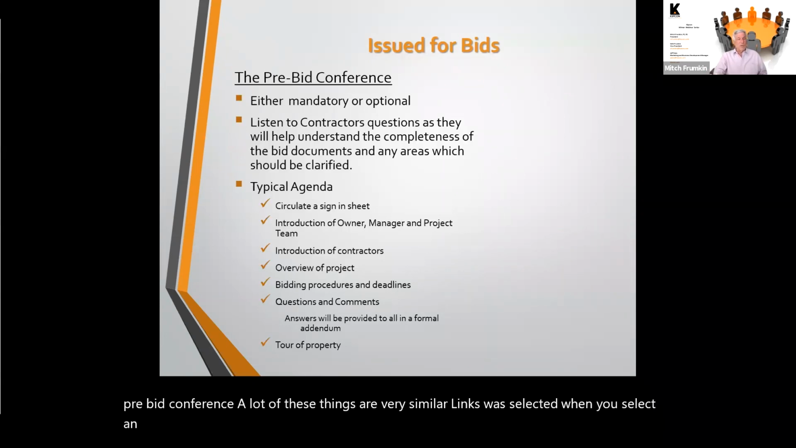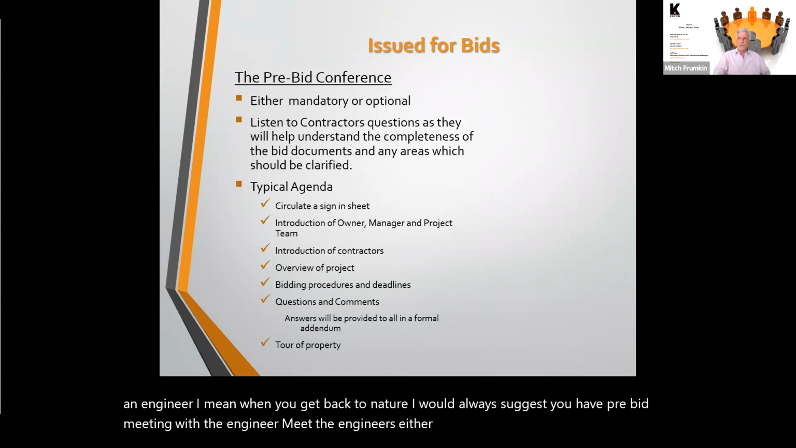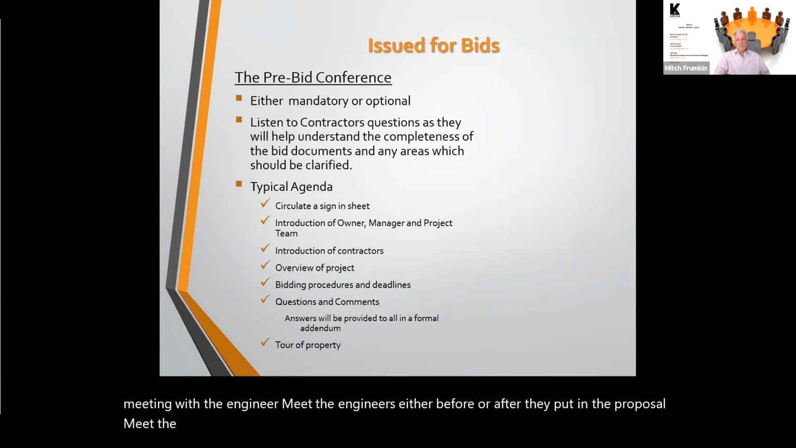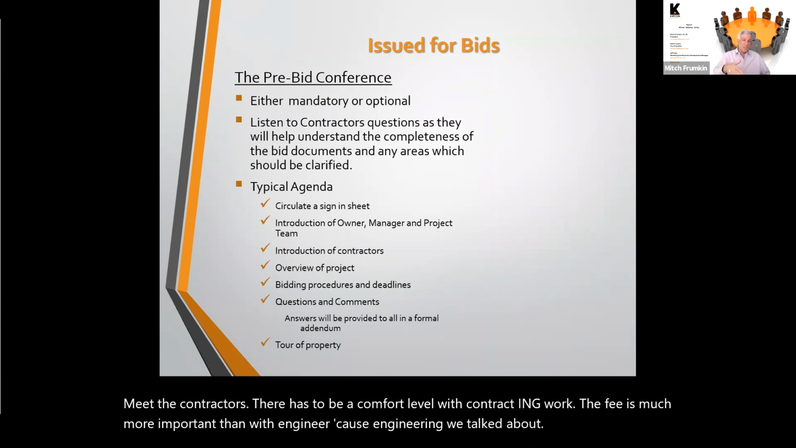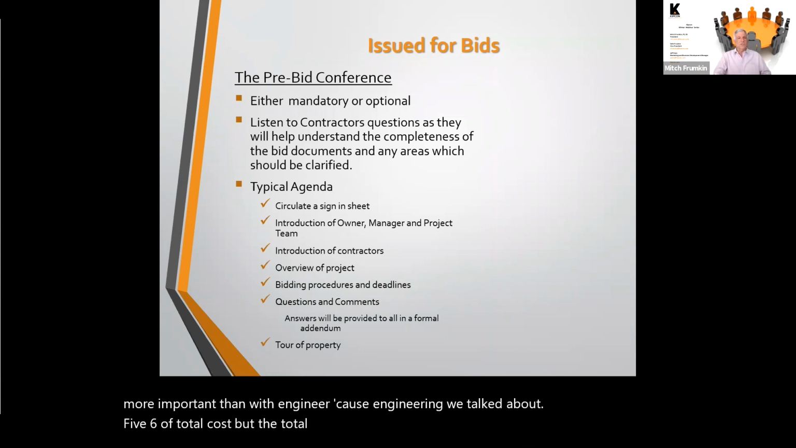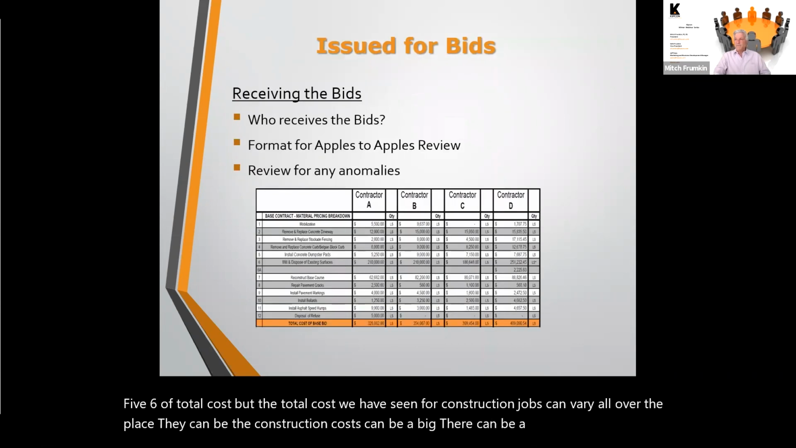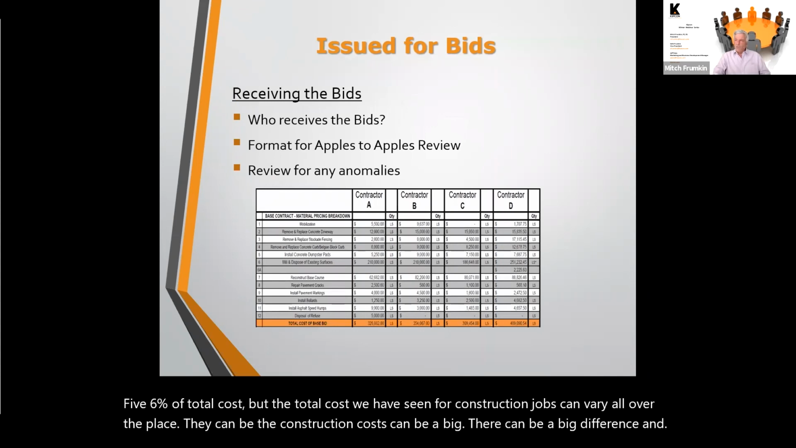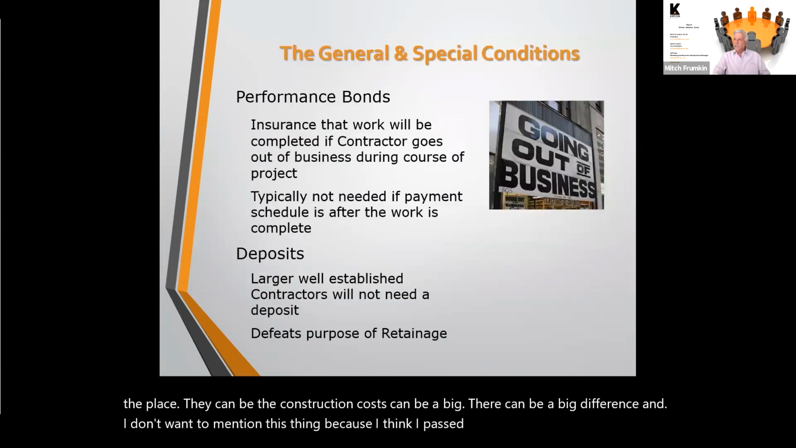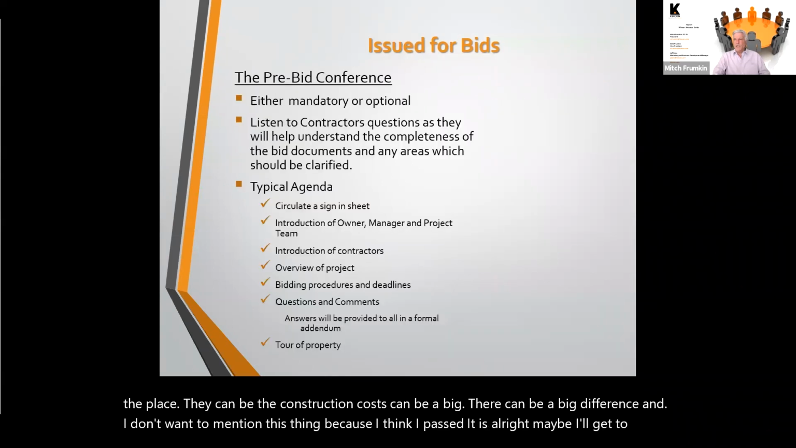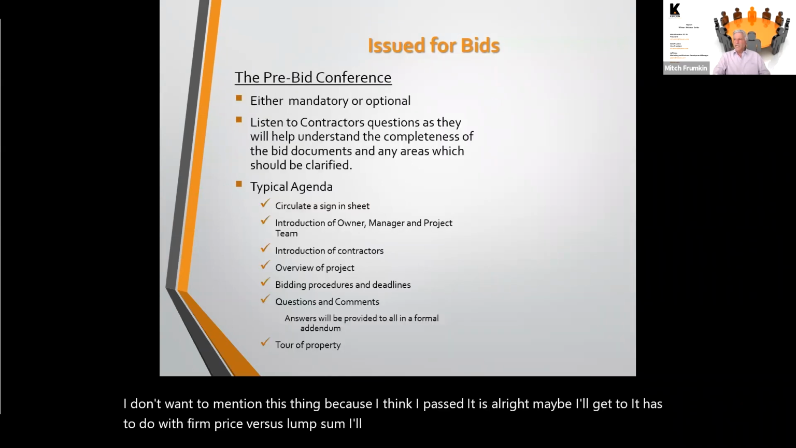I mean, when you get back to an engineer, I would always suggest you have a pre-bid meeting with the engineer. Meet the engineers, either before or after they put in the proposal. Meet the contractors. There has to be a comfort level. With contracting work, the fee is much more important than with engineering, because engineering, we talk about, is 5-6% of the total cost, but the total cost we have seen for construction jobs can vary all over the place. There can be a big difference. And I do want to mention this thing, I think I passed it, all right, maybe I'll get to it. It has to do with firm price versus lump sum. I'll get to that. This is the agenda for the bids.